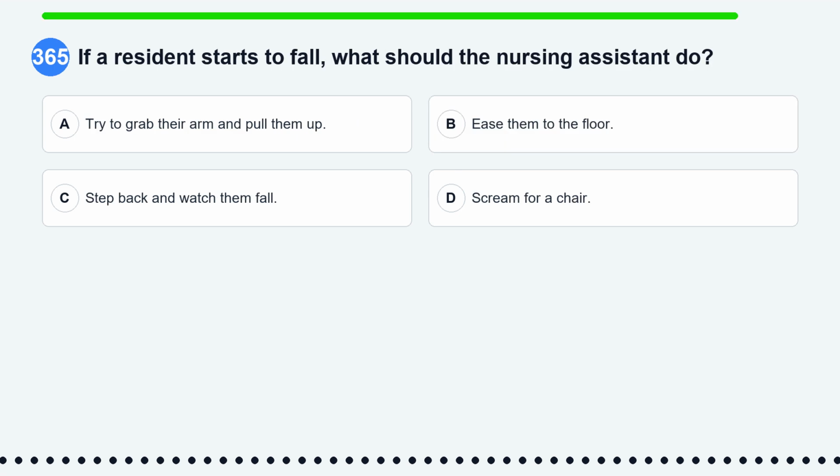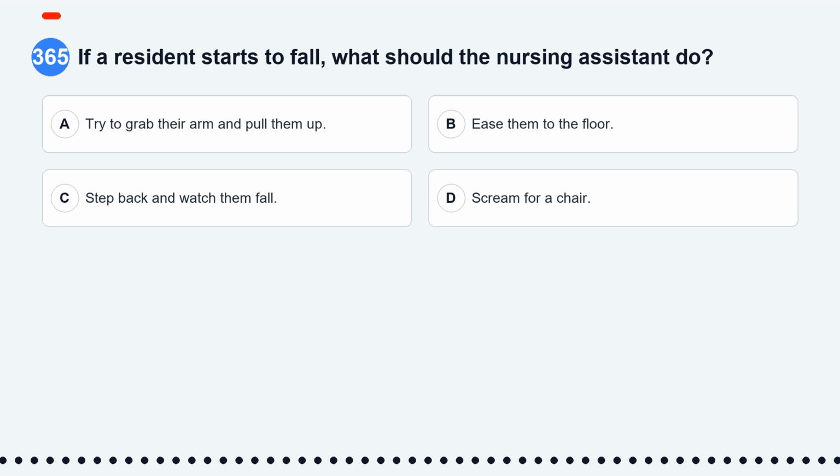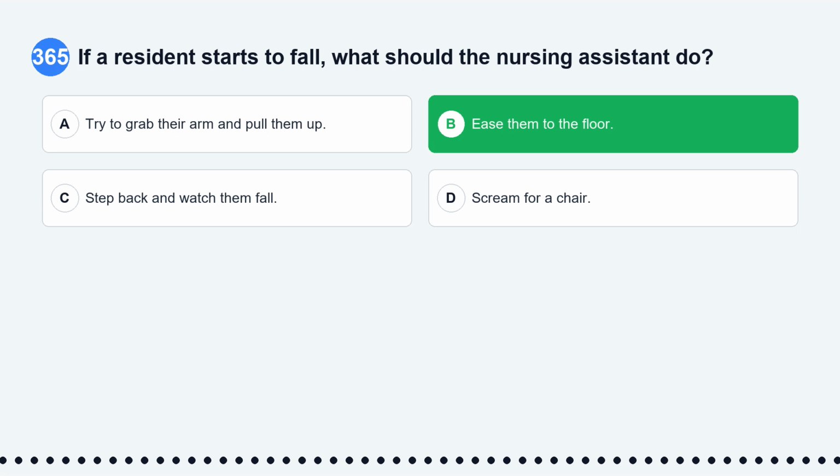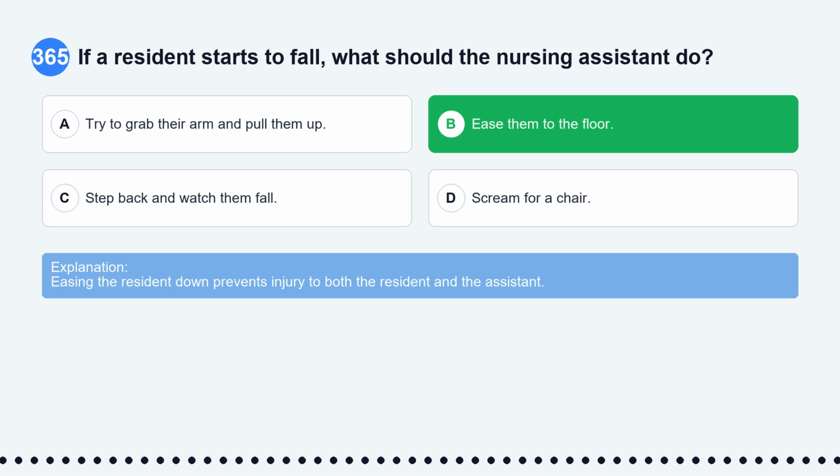Question 365. If a resident starts to fall, what should the nursing assistant do? Option A, try to grab their arm and pull them up. Option B, ease them to the floor. Option C, step back and watch them fall. Option D, scream for a chair. The correct answer is option B, ease them to the floor. Easing the resident down prevents injury to both the resident and the assistant.